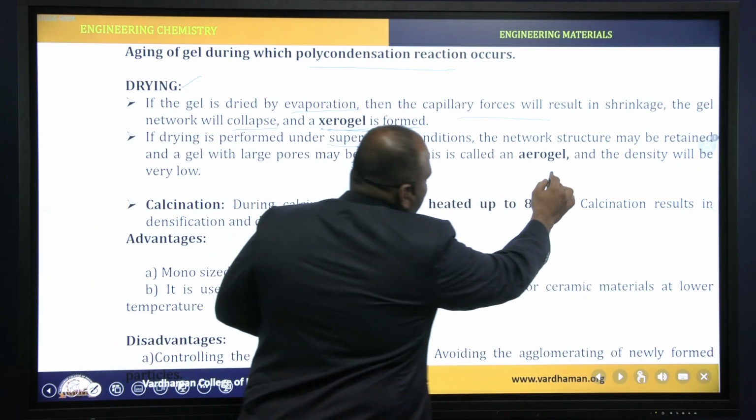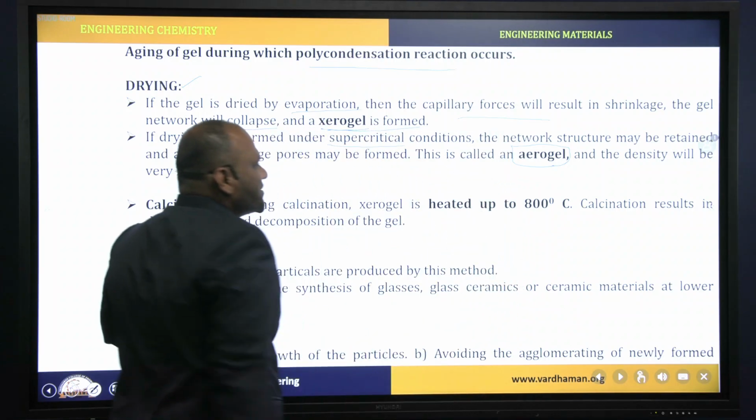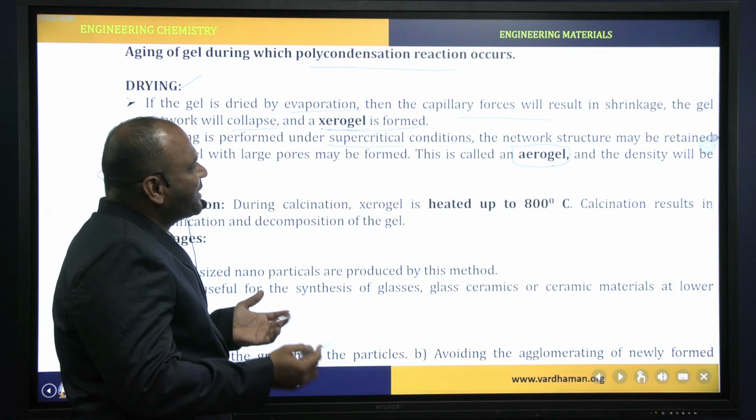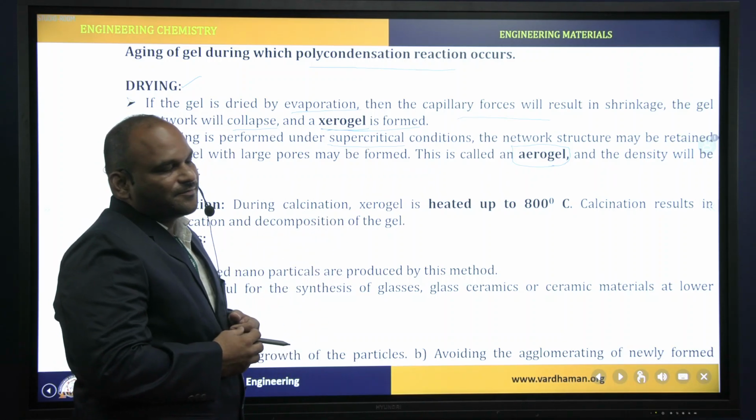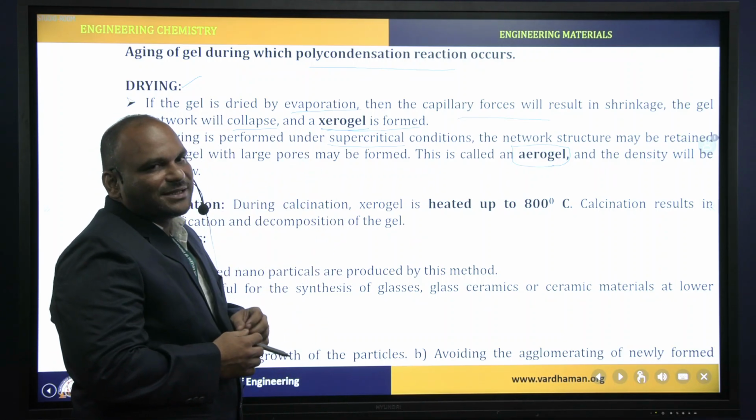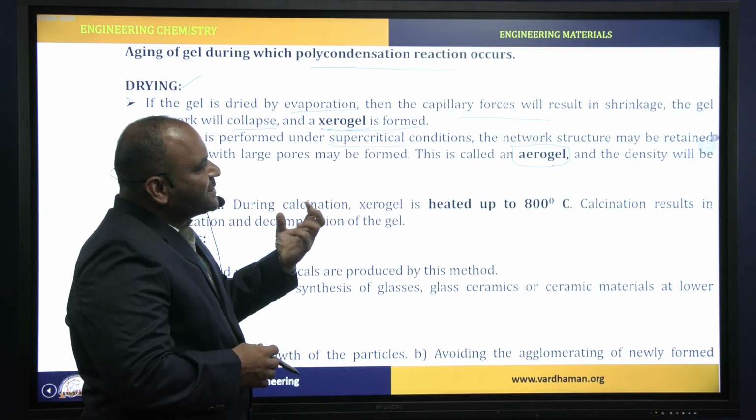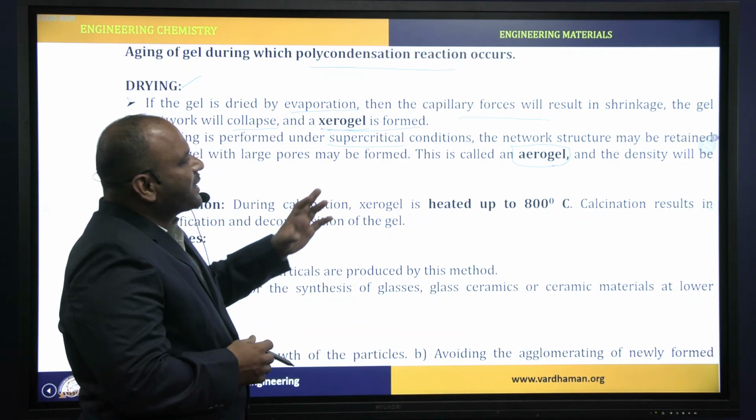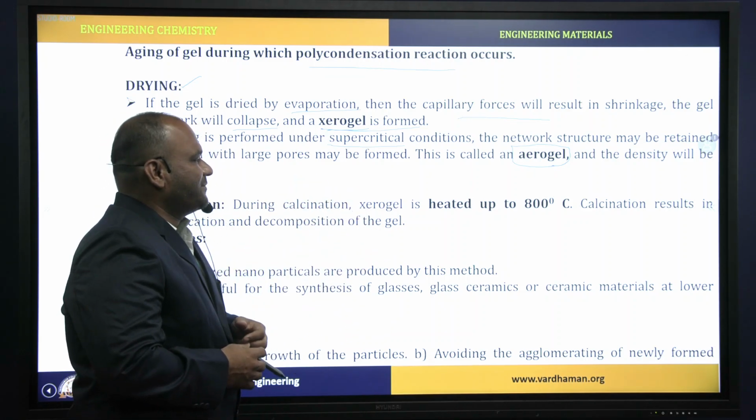Here, the difference between xerogel and aerogel is, in xerogel, there are no pores in the gel clusters. Gel collapse takes place in the case of xerogel. In the case of aerogel, there are pores in the gel structure, right? Density is low in the case of aerogel compared with xerogel.